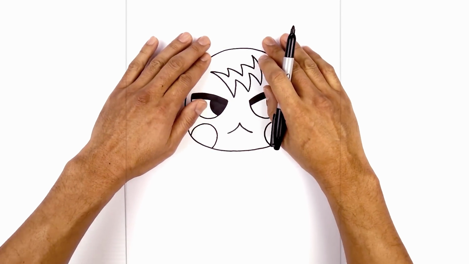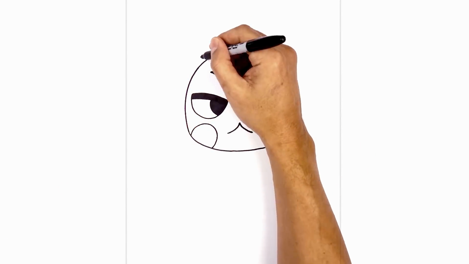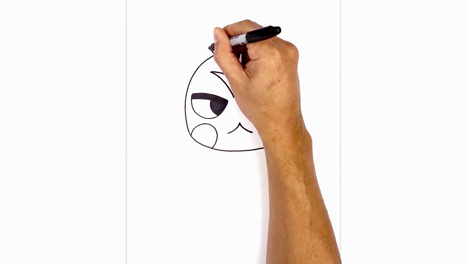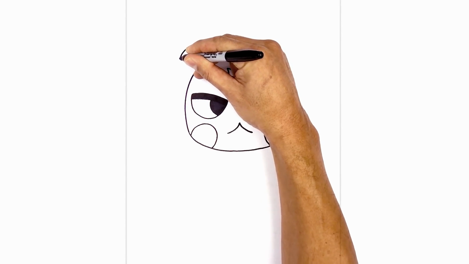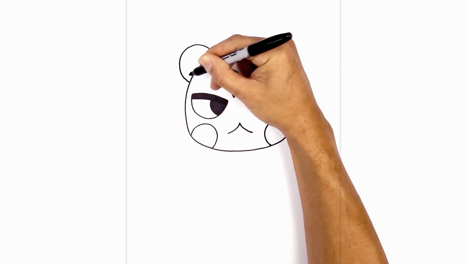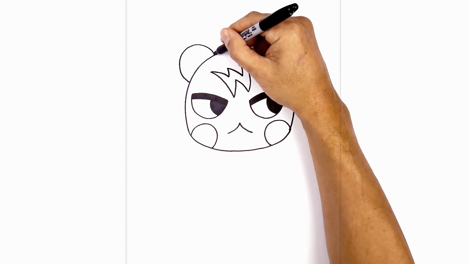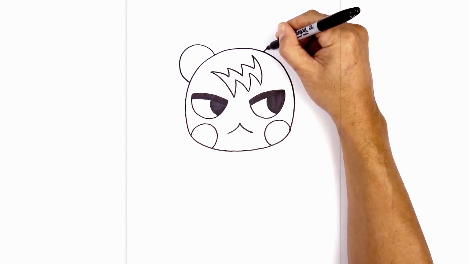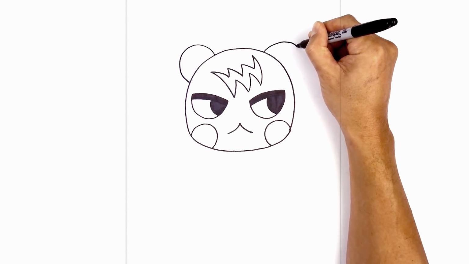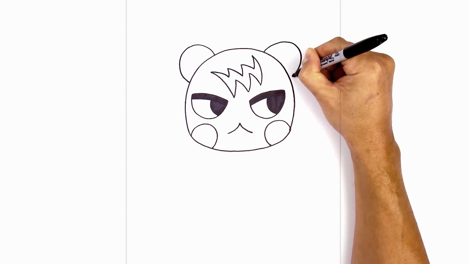On the sides of the head, we're going to add 2 half circles for the ears. So let's start on the left side here. We're going to curve around and then just pull that back into the side of the head. We'll do the same thing on the right. So we're going to line up the top, curving around, and then pull that in towards the side of the head.